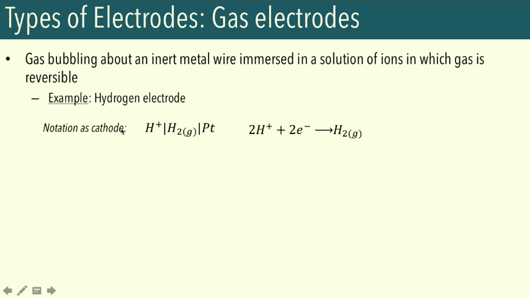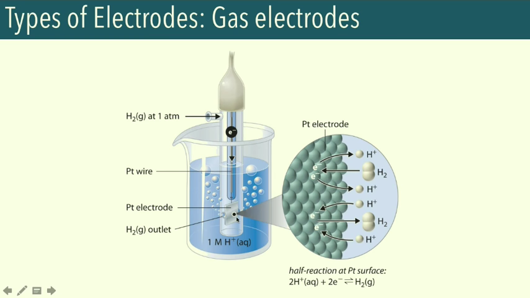So in this particular case, the Nernst equation for the reduction potential is just the activity of our hydrogen gas over the activity of our hydrogen ion squared, okay? So here we have an illustration of the gas electrode, okay? So again, just note that our platinum just serves as a surface upon which the corresponding half reaction of the electrode occurs.